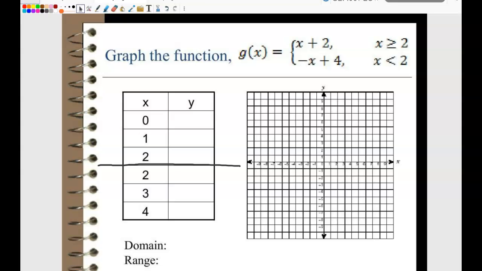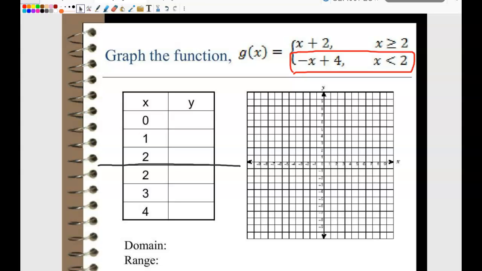Which equation, top or bottom, do I use for x values that would be less than 2? So like 0, 1, etc. Good, Colton. Perfect. Negative x plus 4. So the bottom equation. So to help with color and matching, I'm going to circle that in red, and I'm going to use red to give my answers.